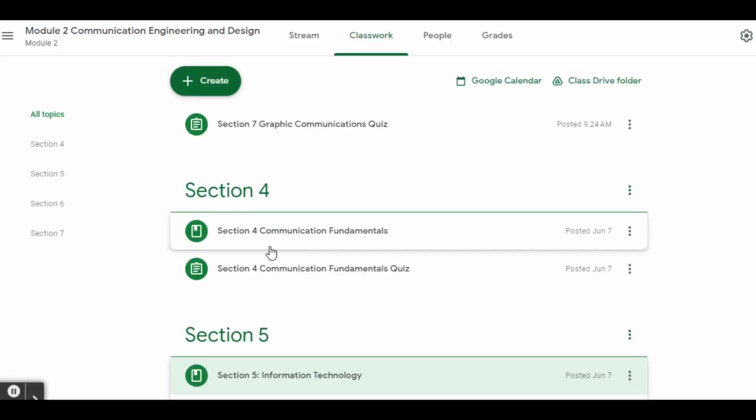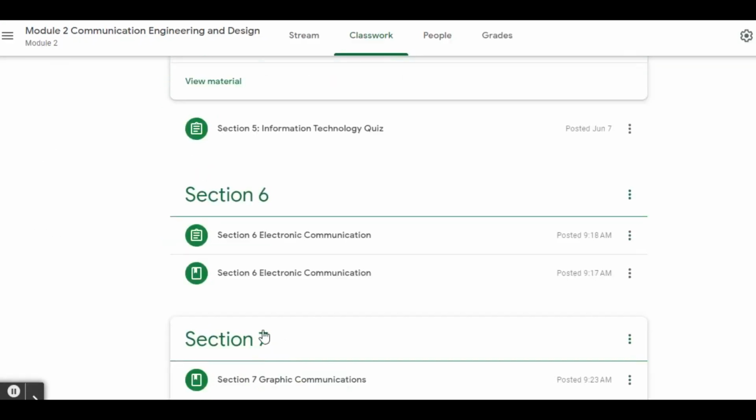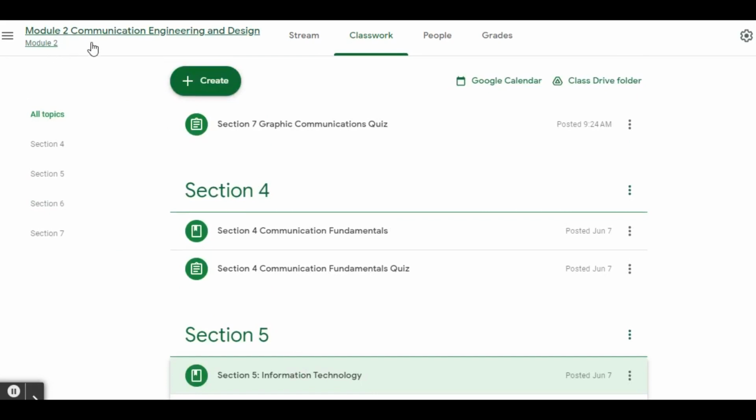Section 4, Section 5, 6, and 7 are part of Module 2, Communication Engineering and Design.